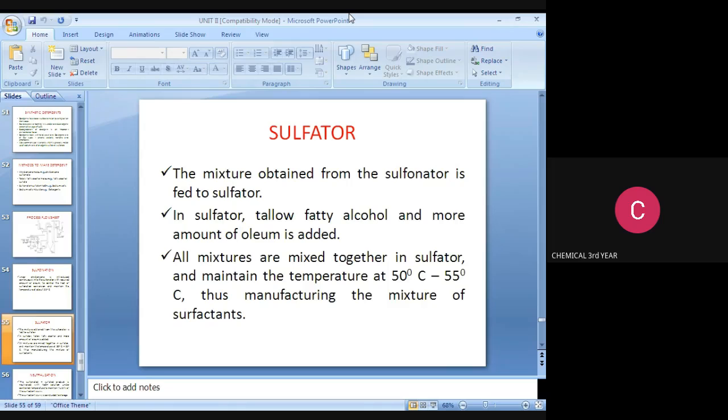Sulfonator. The mixture obtained from the sulfonator is fed to the sulfator. What will happen in the sulfator? The tallow fatty alcohol and more oleum are added. All mixtures are mixed together in the sulfator and the temperature is maintained at 50 to 55 degrees Celsius, for the manufacturing of the surfactants.